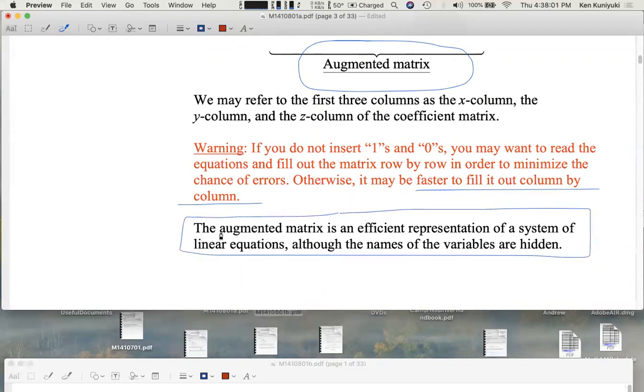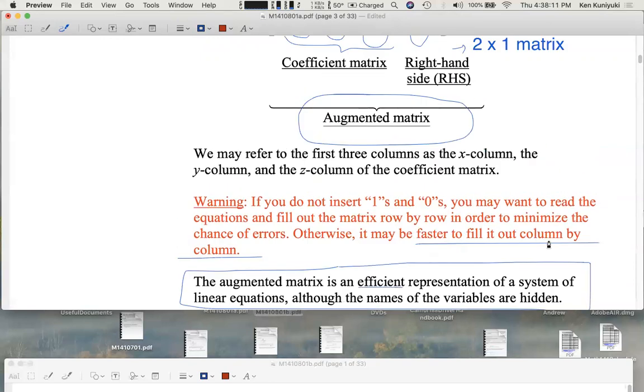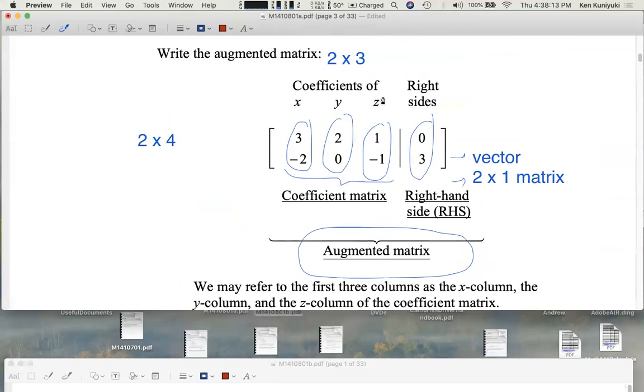Why do we do this? One reason: the augmented matrix is an efficient representation of a system of linear equations, although the names of the variables are hidden. We hide the names of the variables. I like to label them at first so that near the end of the problem, I can refer back to them.